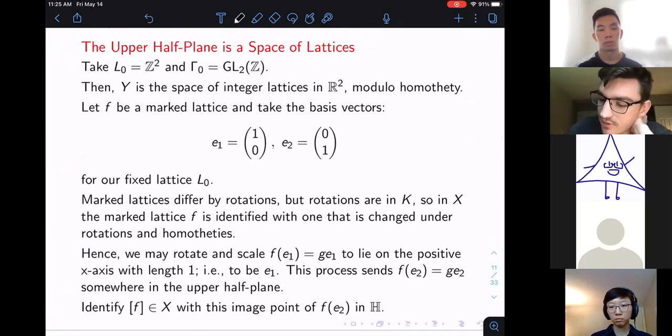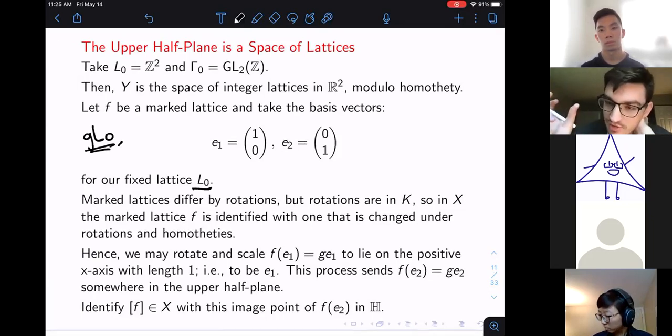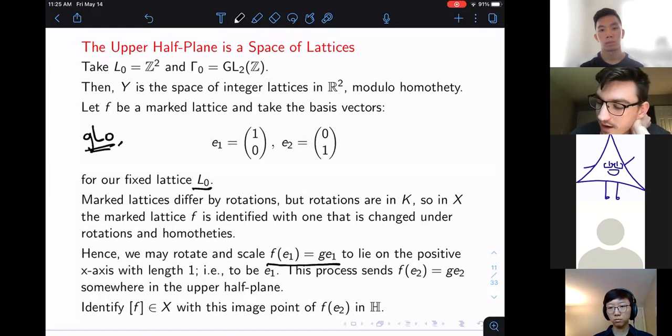your marked lattice F is going to be some G translate of L naught. So take the standard basis vectors for L naught, and we want to analyze now the marked lattice G L naught. The point is that marked lattices differ often by some kind of rotation, but all the rotations are in K, and remember, X is formed by modding out by K. So you can identify your fixed marked lattice with one that has been changed by a rotation and by a scaling action. We can rotate the image of the first basis vector in L naught so that it lies on the x-axis, and we can scale it so that it has length 1.